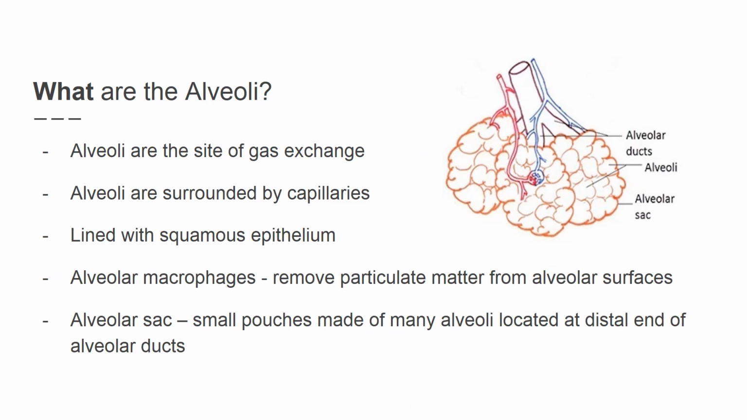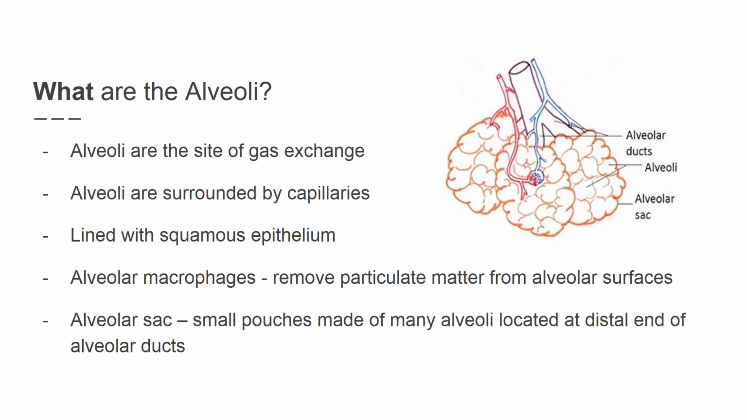We've mentioned alveoli a couple of times, but what are they? Alveoli are the site of gas exchange. They're surrounded by capillaries and lined with squamous epithelium. In gas exchange, the gases move through the process of diffusion, oxygen moving into the blood and waste moving out of the blood. Let's stop for a minute and think about a question.